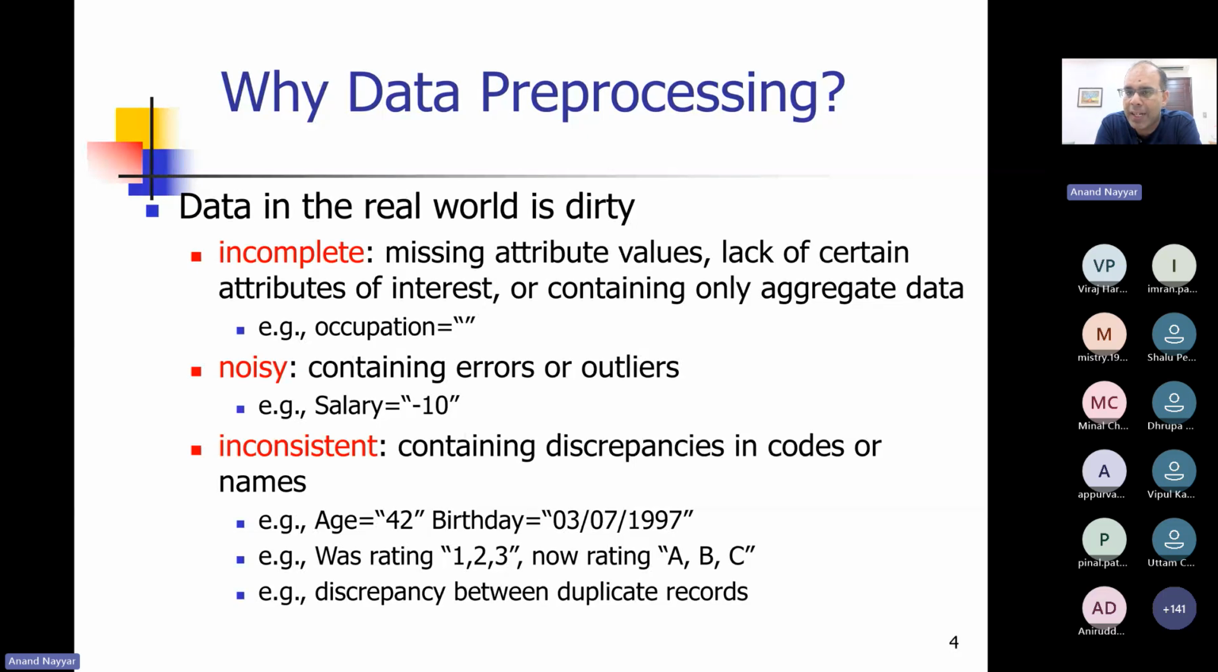It is dirty because it is incomplete. It is missing attribute values, lacking certain attributes of interest, like suppose occupation. It is not having the answer. Noisy, containing errors or outliers, for example, salary is equal to -10. It is noisy data. And it is inconsistent. Like suppose age is equal to 42, birthday is like this, or rating was 1, 2, 3, now rating ABC, discrepancies between duplicate records. So remember, if you talk about unstructured data, it has three major pillars: one is incomplete, one is noisy, and the third is inconsistent. So you can see how I explain things. You should always explain the concept with a real-time example.